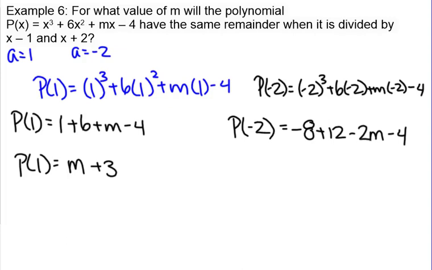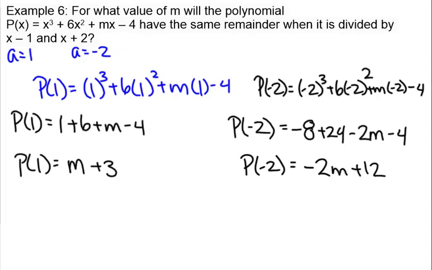Oh my gosh. Hold on. I forgot the squared. Negative 2 squared is 4. 4 times 6 is 24. There we go. Sorry, people. Negative 8 plus 24 is positive 16. Subtract 4 is positive 12. So p of negative 2 is equal to negative 2m plus 12.